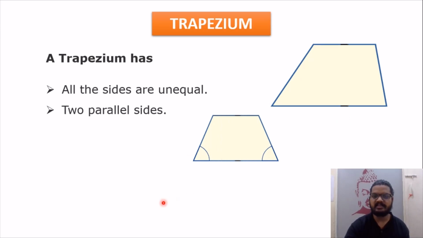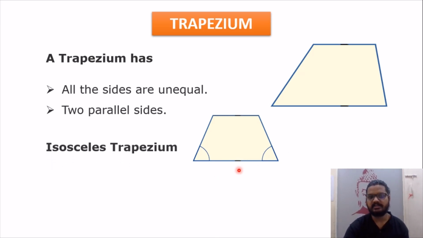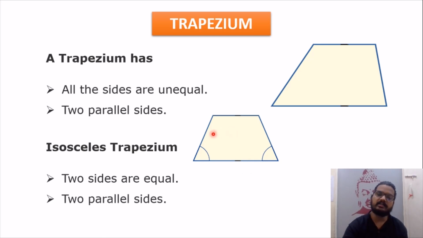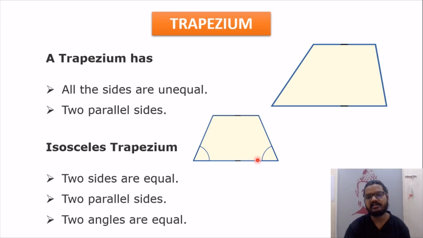Now let's observe this diagram as well. Is it a trapezium? It looks like that, right? But this is an isosceles trapezium. Why am I saying isosceles trapezium? If you observe this side and this side, both look equal. So two sides are equal over here, and obviously two sides are parallel, therefore it's a trapezium. And since there are two sides which are equal, their opposite angles must be equal. Therefore the angles are also equal. This is what you have to remember about the isosceles trapezium.